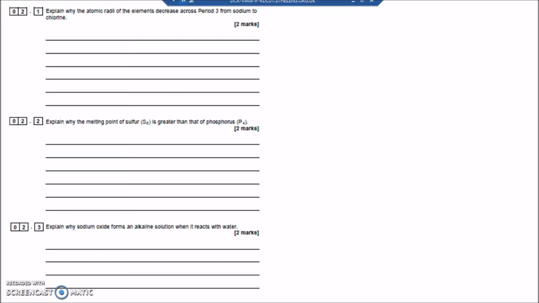Question number 2. Explain why the atomic radii, so that's the distance from the nucleus to the outer shell, decrease across period 3 from sodium to chlorine. So basically it's asking why the atoms get smaller. So as you go across a period, the number of protons increases, so there's greater nuclear attraction between the nucleus and the electrons. So there's greater nuclear attraction, then the atoms essentially get smaller.